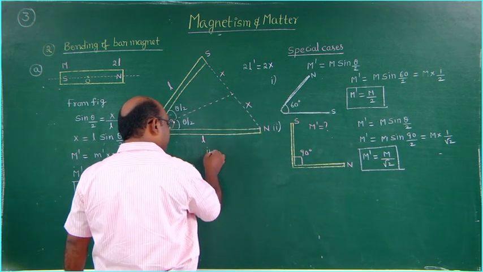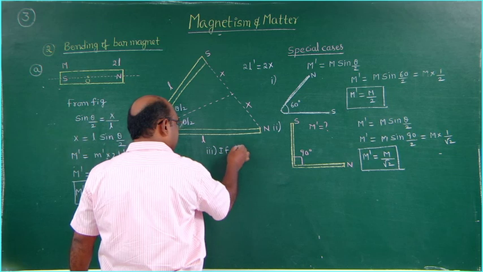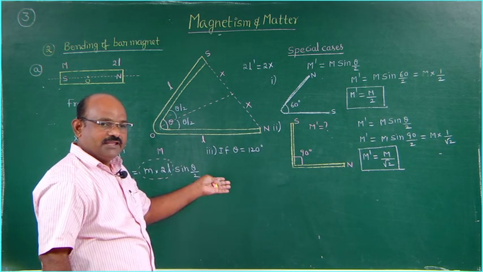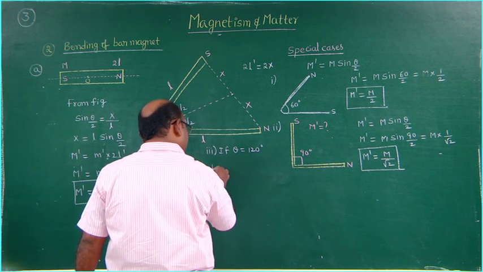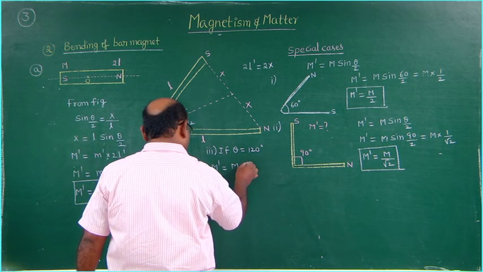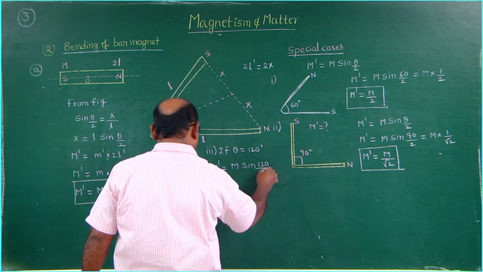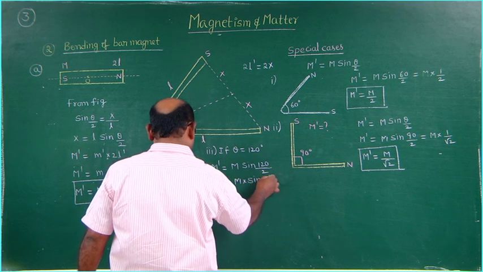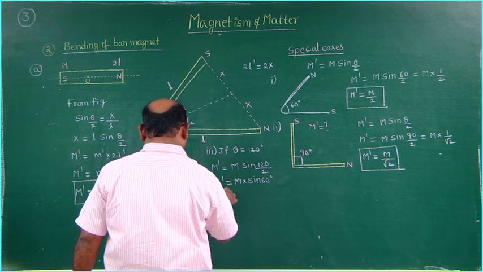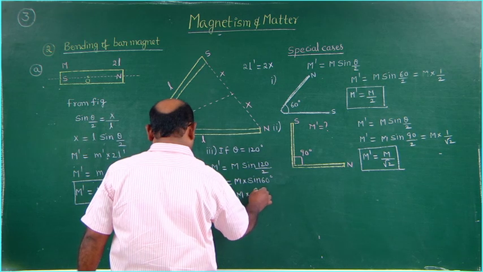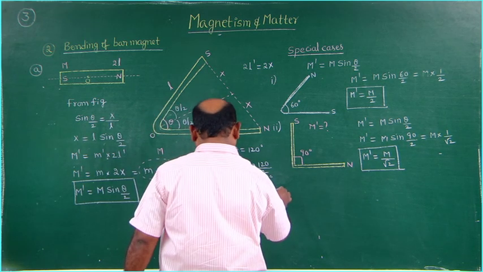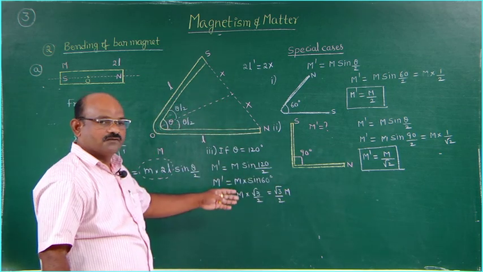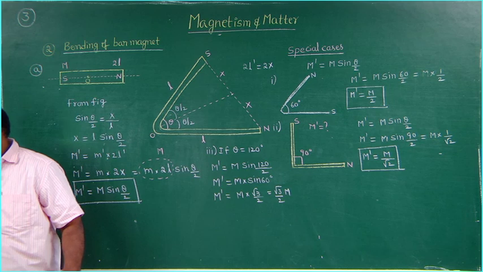Similarly, third problem: if theta is equal to 120 degree, if it is bent such that it is making an angle 120 degree, then what about the new magnetic moment? M dash is equal to M into sine 120 by 2. Therefore, M dash is equal to M into sine 60. Sine 60 is root 3 by 2. Hence, this is root 3 by 2 M. Like that, we can solve any problem based on this application. This is the first problem.